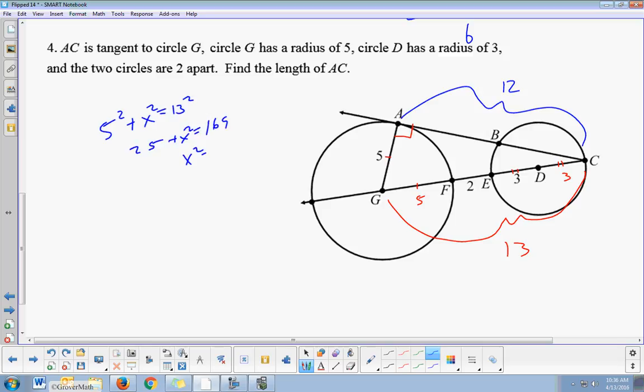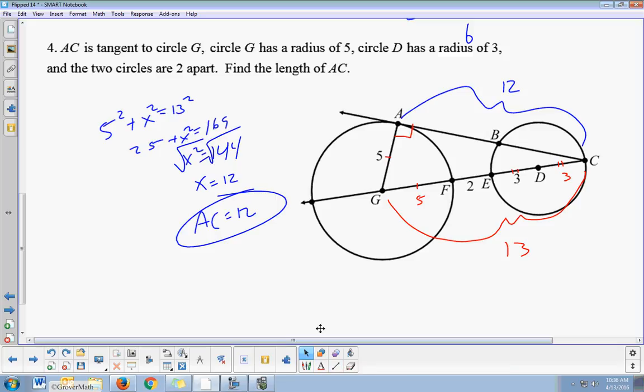X squared equals 144. The square root of 144. Well, that's pretty sloppy. Sorry about that. Square root both sides, and the square root of 144, x equals 12. So the length of AC equals 12. They didn't say find x, they said find the length of AC. So that's it. I mean, we also saw that 5, 12, 13, I think, earlier in another problem.